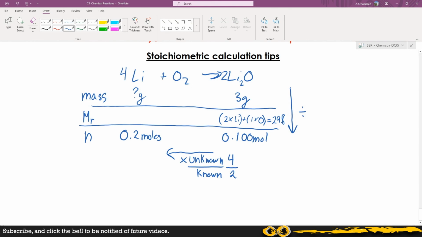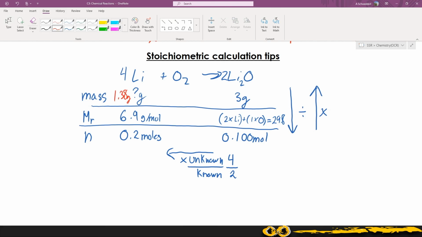Now we need to use the molar mass of lithium, 6.9 grams per mole, to discover the mass of lithium. If we're going up the table, we need to do the opposite of what we did going down, and therefore we need to multiply. So we're going to take our 0.2 and we'll multiply it by 6.9 grams for every mole. This will give us a final answer of 1.38 grams.